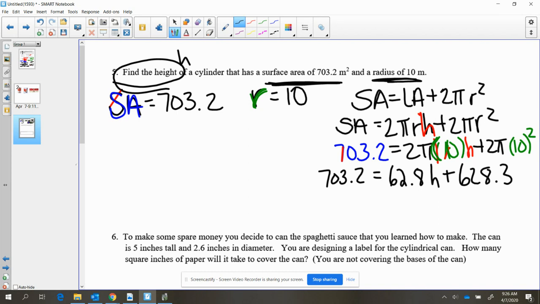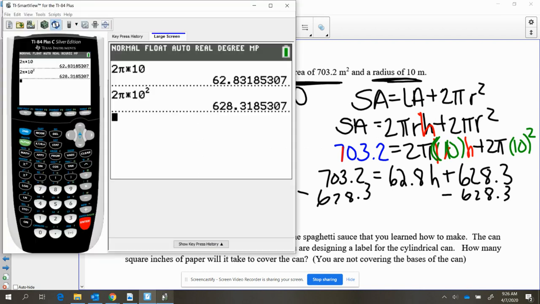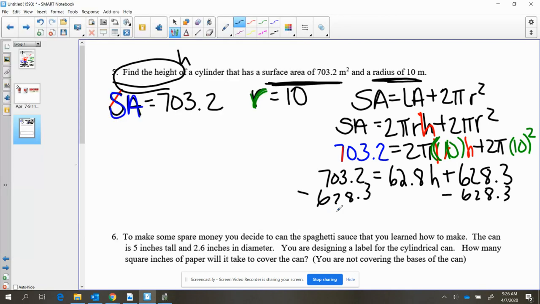All right, well, again, your goal is to get h by itself. So we need to subtract from both sides the 628.3. So 703.2 minus the 628.3, and we get 74.9 equals 62.8 times the height.